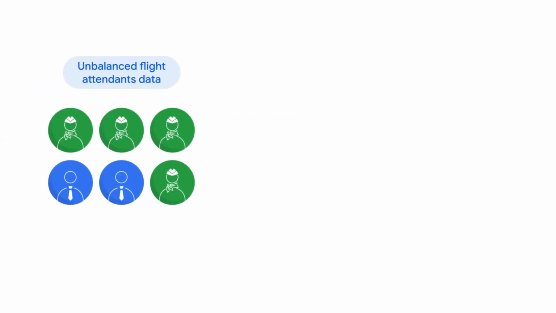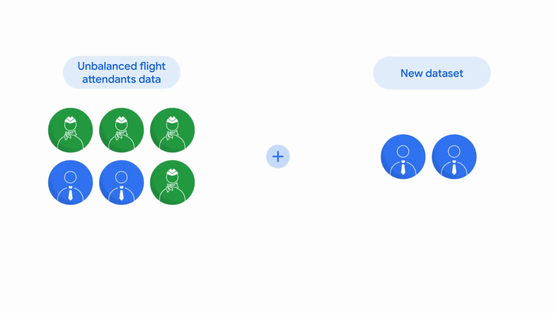Now, of all the listed techniques, new data collection is the most expensive and time-consuming. Coming back to our previous example, we could also try a different approach to improve representation and reduce bias in our training model by augmenting our data with a new dataset with more male flight attendants.